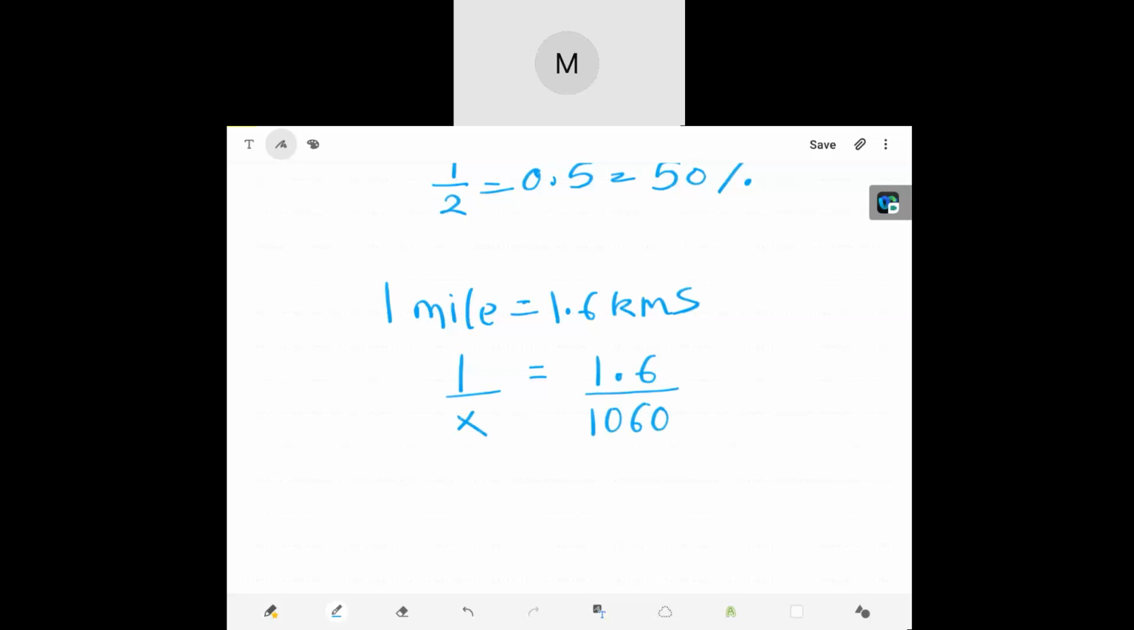So you need to be able to set up your proportions by using the information that's given to you in the question. Again, cross multiplication here. One more thing you would notice here is I try to keep the same unit across the same side of the equal to sign. And finally, in order to find the x, all I need to do is cross multiply. X goes to the top, 1060 goes to the top on the other side, and this 1.6 goes into the denominator. So it becomes 1060 divided by 1.6 equals x.